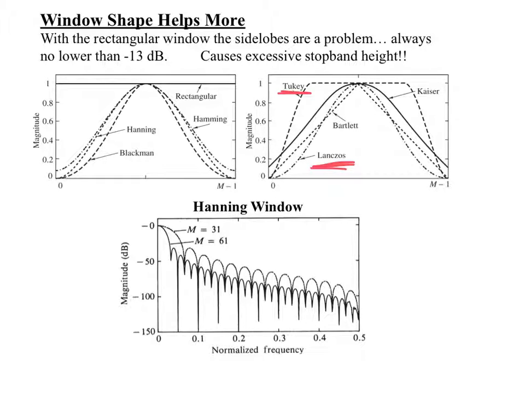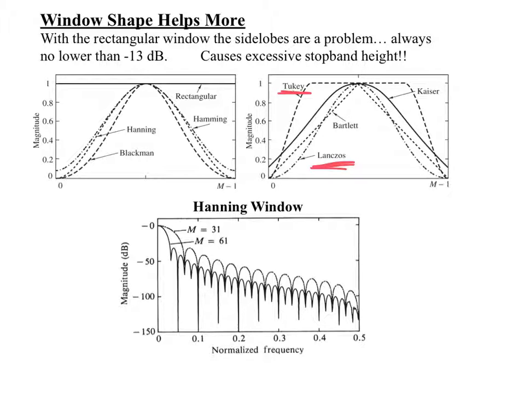Remember, we saw that windows like Hanning and Hamming have main lobes that are twice that of the rectangular window. So the transition band would be twice what you would have with the rectangular window. So you'd have to increase the length of your filter significantly, probably double it, to get back to the kind of transition band that you would get with a rectangular window.